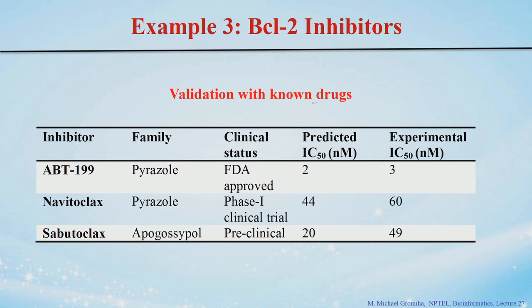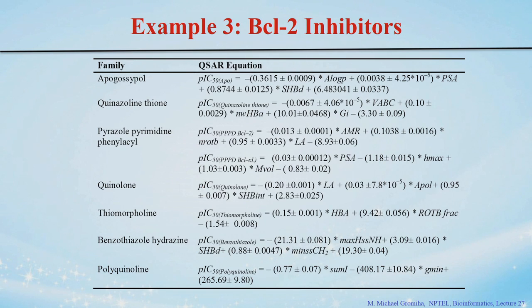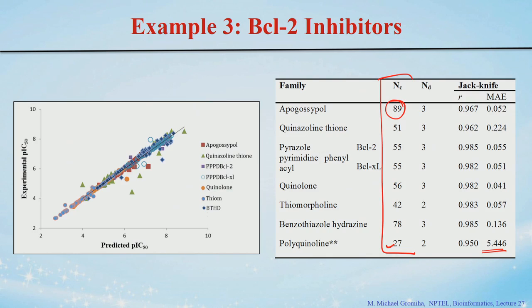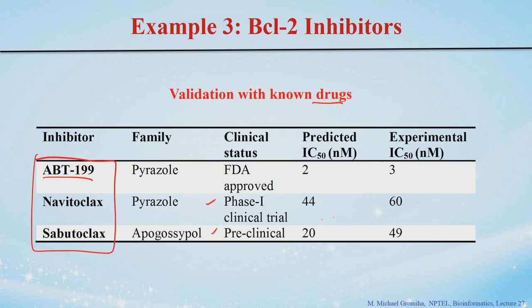So, we did this with some known drugs. These are some of the FDA approved drugs: this one is the approved drug ABT 199, and others are in phase 1 clinical trial and preclinical trial, from different families, the pyrosol family or apocalipol family and so on. These are the different inhibitors. With these compounds we can get the necessary properties and use this equation to predict the IC50 values. This is the predicted IC50 value, and this is the experimental IC50 value.